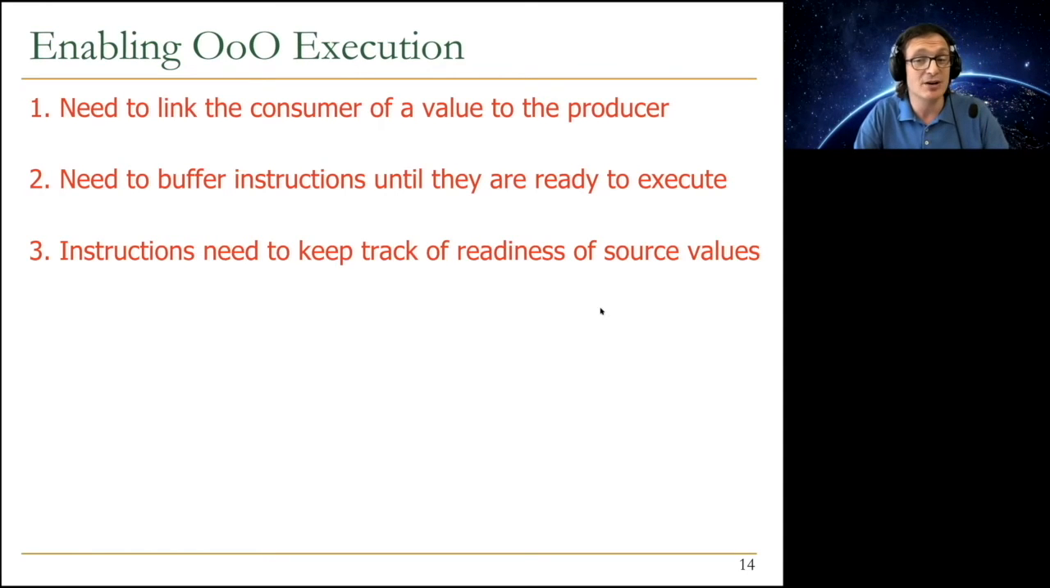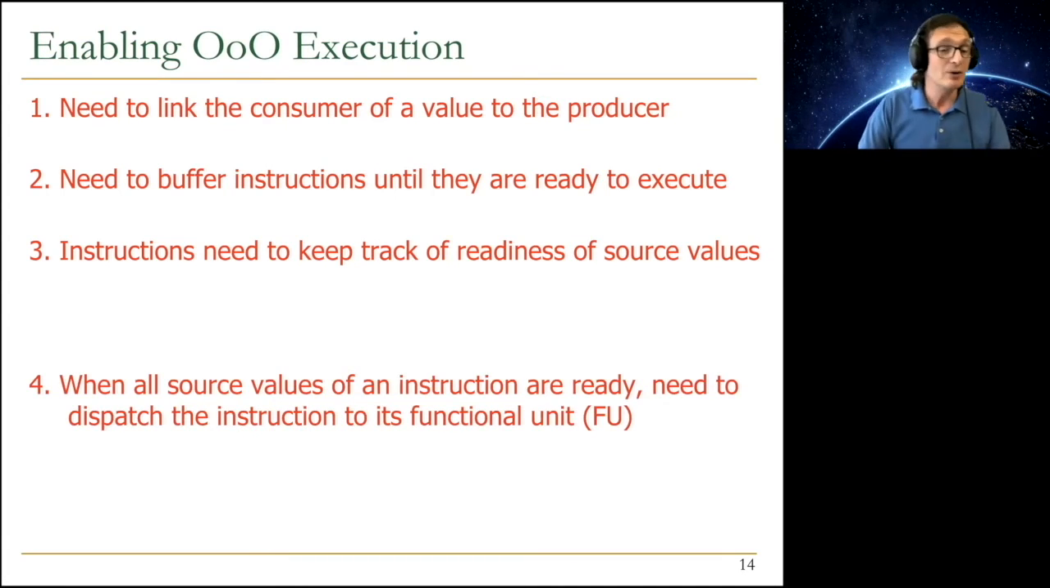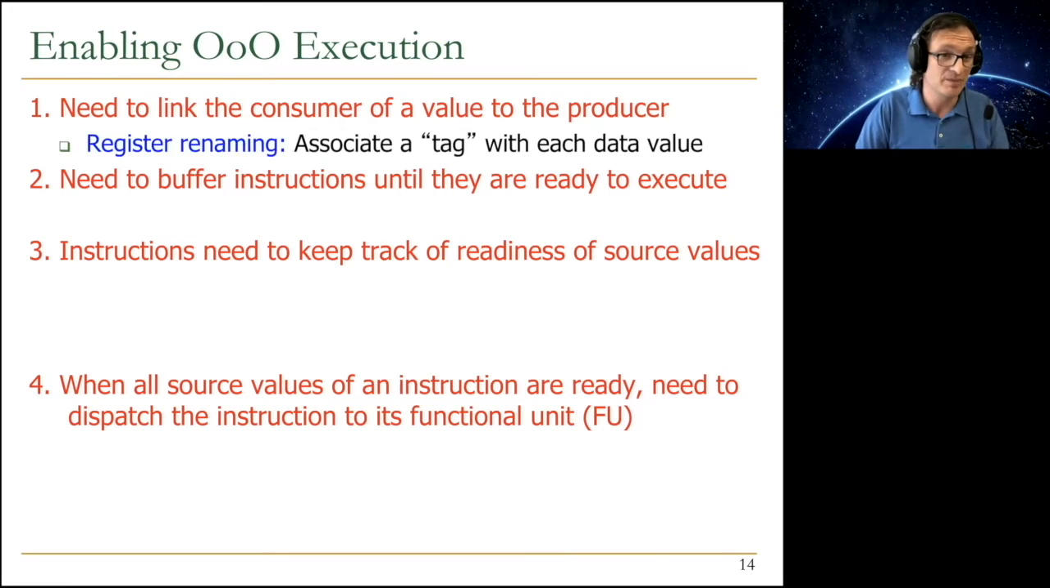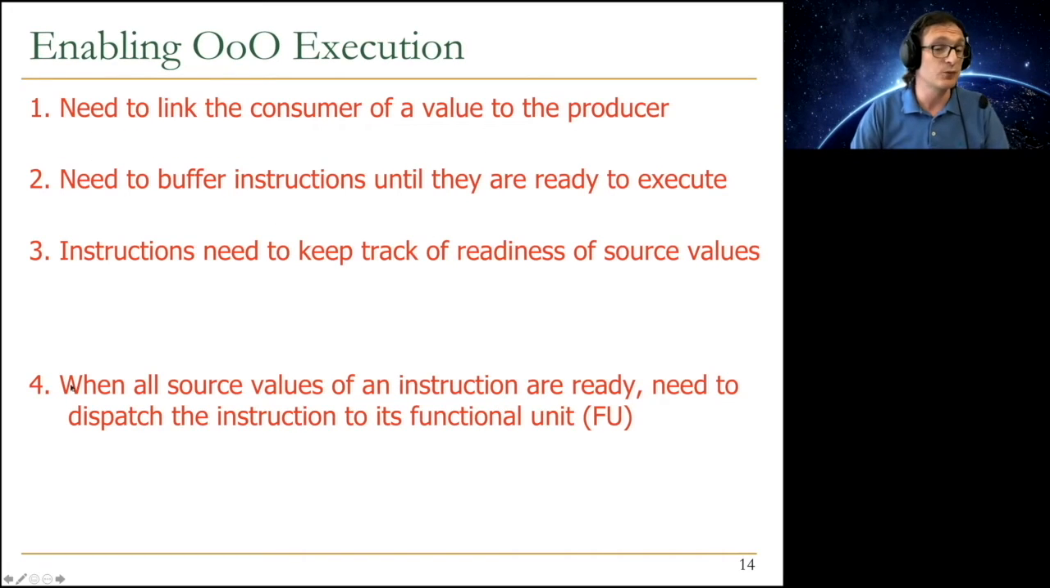Instructions need to keep track of the readiness of their source values. There needs to be some hardware to do that. And we kind of saw this, but we're going to see it exactly right now. When all source values of an instruction are ready, you need to dispatch the instruction to its functional unit. So you need to monitor this also. Okay, so how do we enable these four key concepts in out-of-order execution?